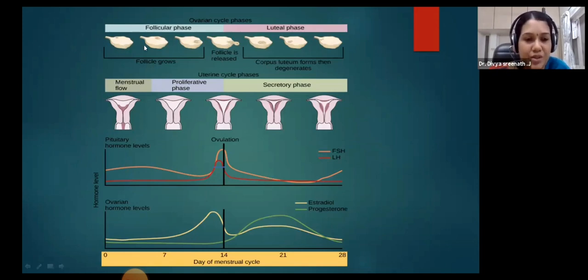So when the follicle grows, at that time in the uterus menstruation occurs. As the follicle grows, there will be repair or regeneration of the endometrium. As the follicles start to secrete more estrogen, there will be proliferation of the stratum functionalis layer. And after ovulation, there will be secretory changes seen in the uterus.